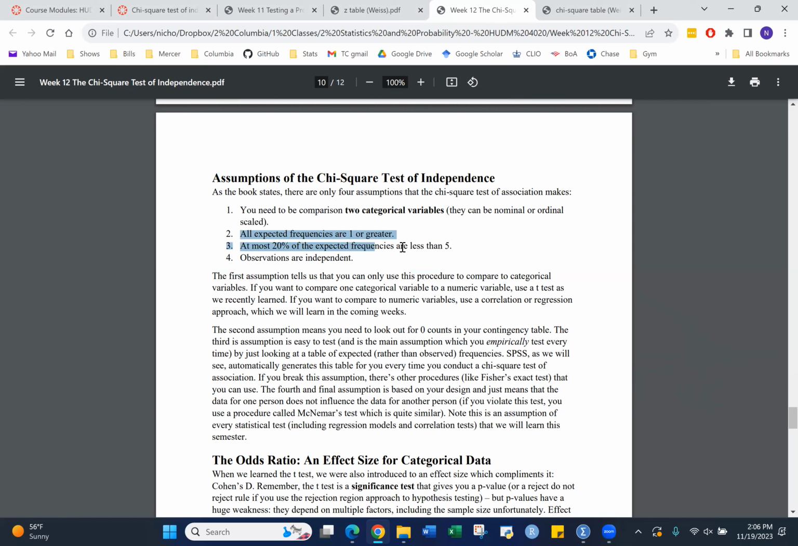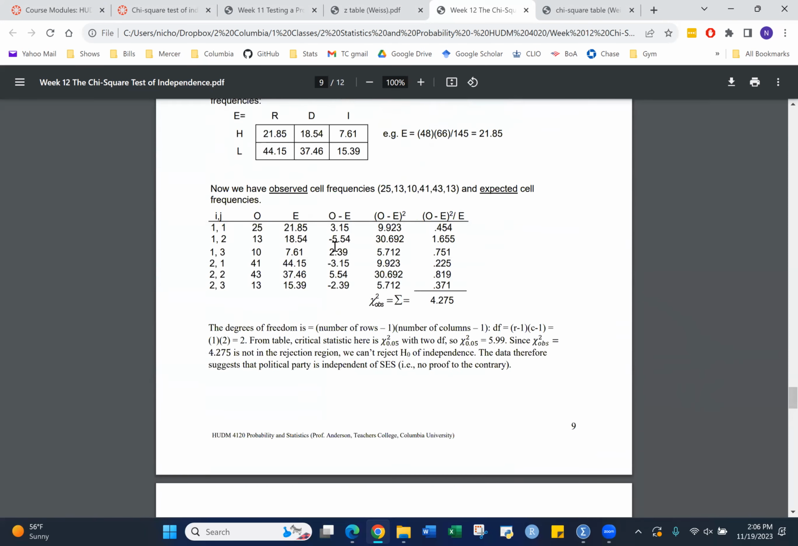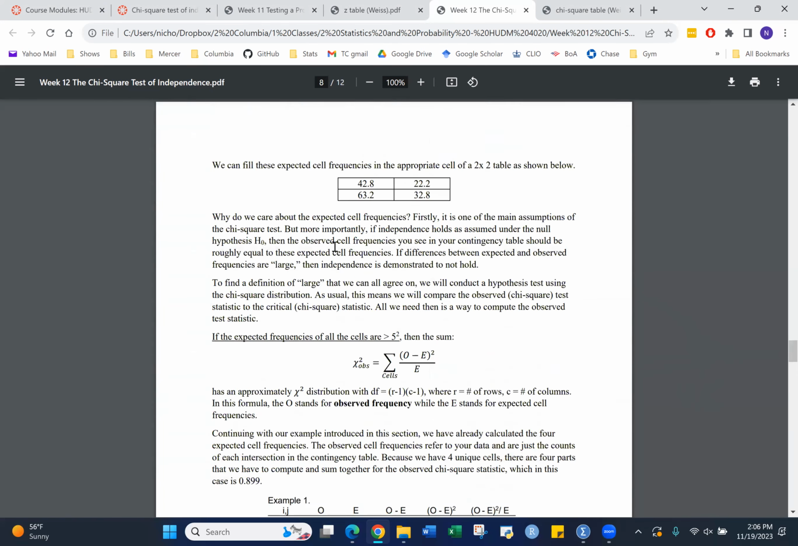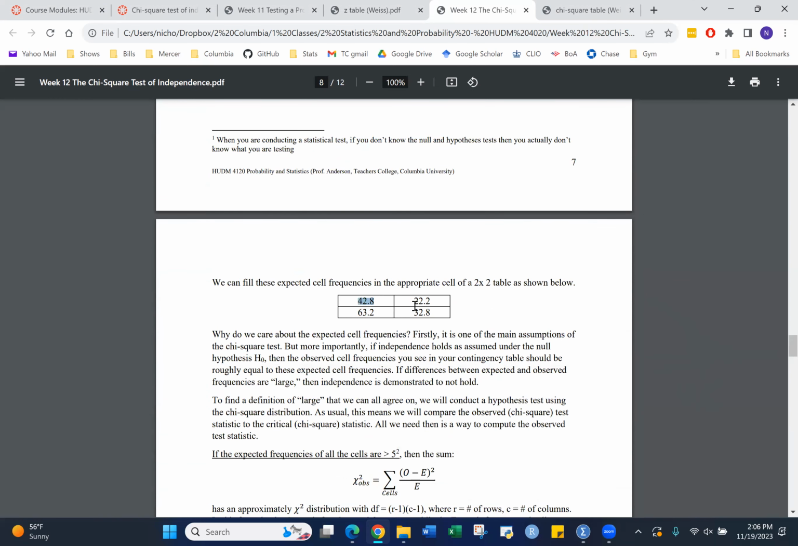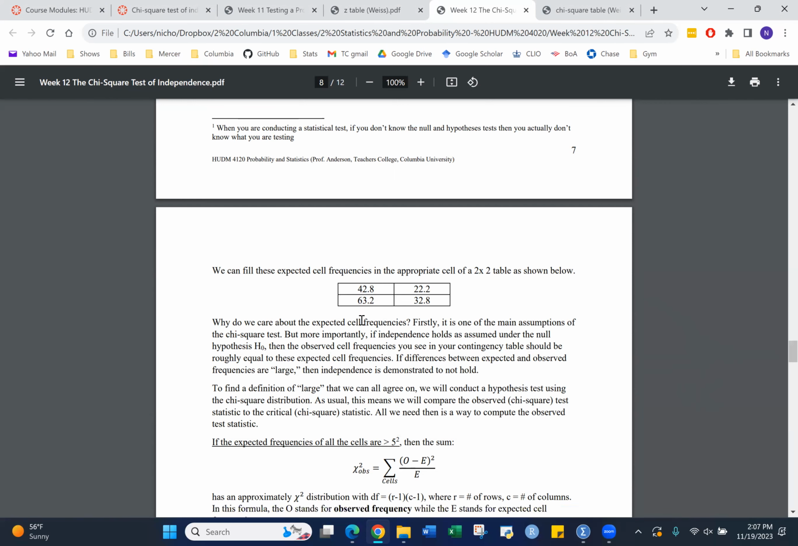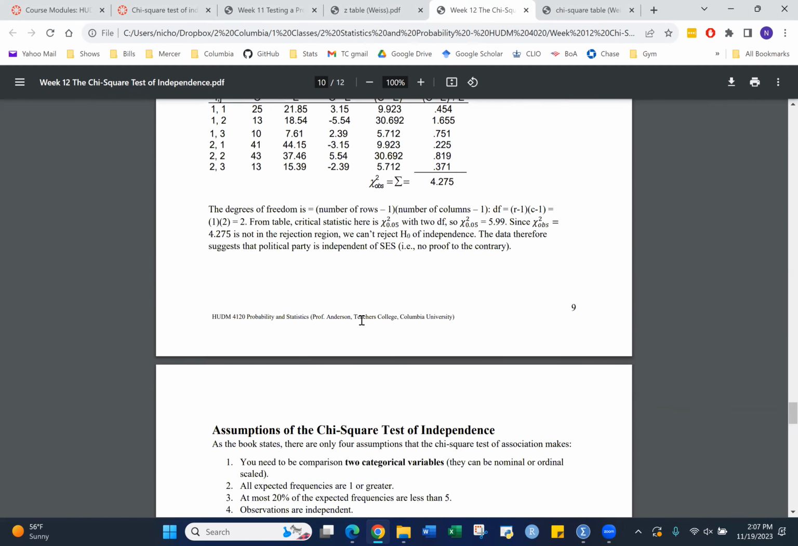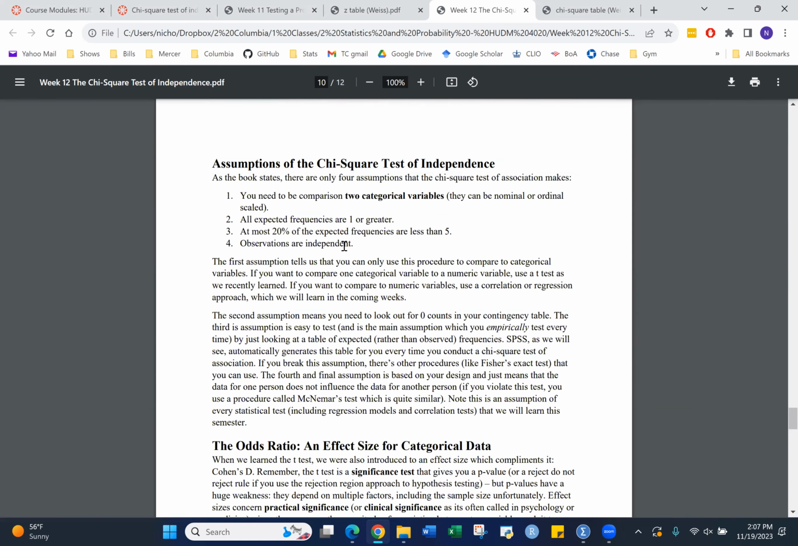2 and 3 are similar assumptions. You must have expected cell frequencies that are 1 or greater, and at most 20% of the expected frequencies are less than 5. So you'll see this test in SPSS in a little bit. I'm going to show you how to do this in SPSS. Our expected frequencies are greater than 5, so that assumption is verified. So it's really that easy. You're just going to be basically comparing that.